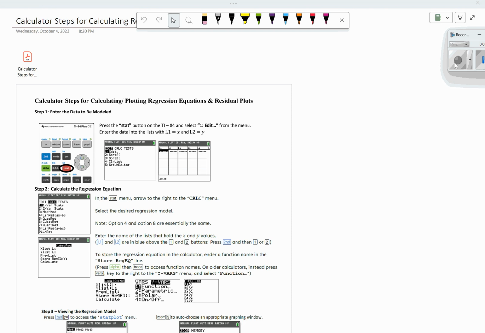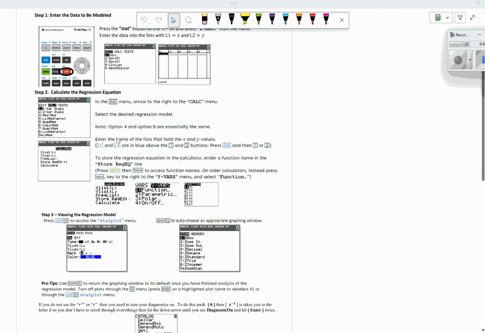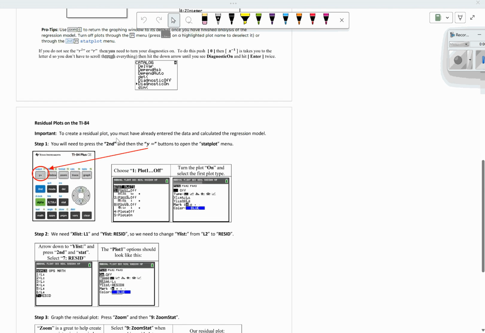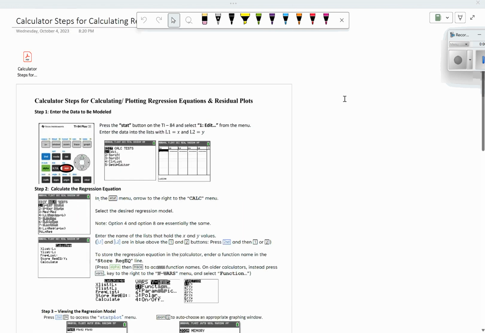All right, so today we're going to talk about residual plots. So these right here, this graphic organizer that's linked in the calendar is what you can use to help follow along if you get stuck. So we're going to go ahead into the notes for today.